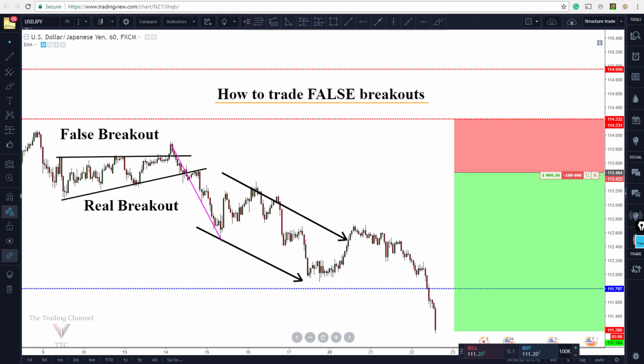Today, I'm going to be talking to you guys about what I look for before actually looking for a false breakout situation, and also the entry reason that I use after finding that perfect false breakout setup.